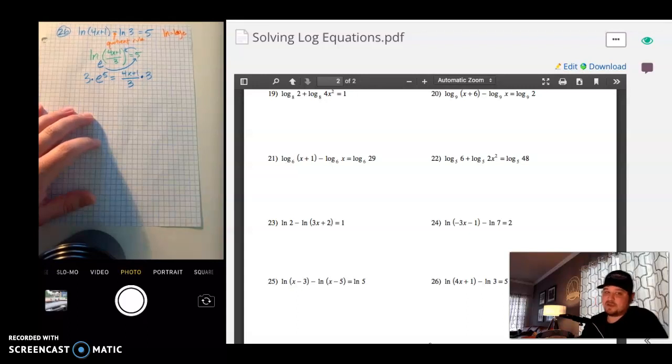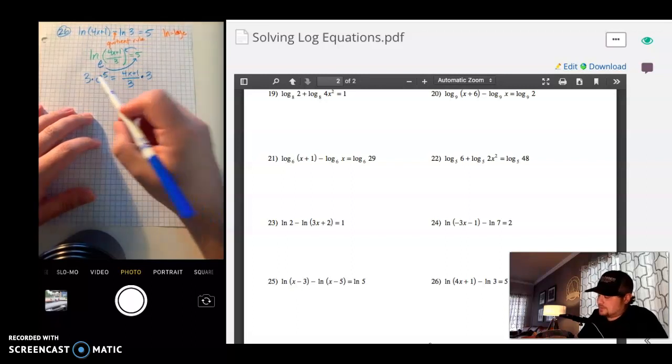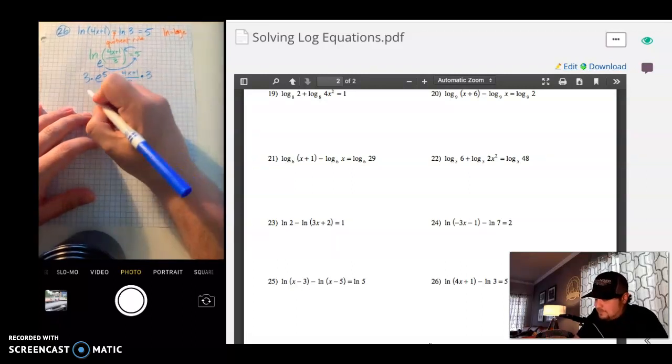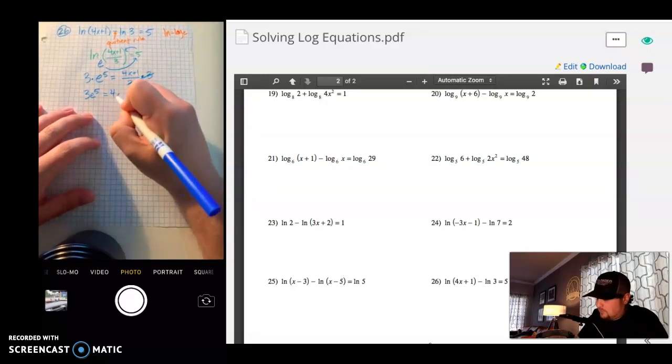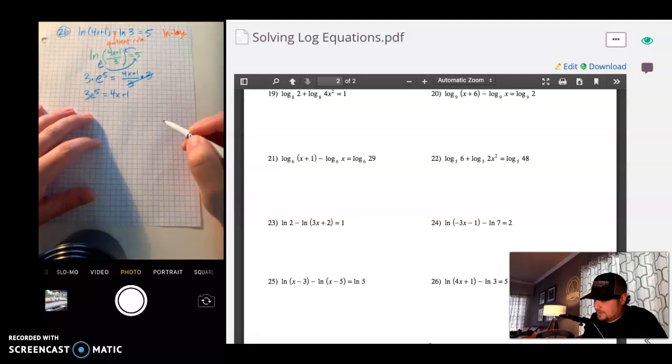Kind of like in geometry, how usually when you were multiplying by pi, you just left it as pi because it's more accurate, because we have that kind of irrational number happening, right? All right, so when I multiply by 3, on this side I'm just going to have 3e to the fifth, and on this side the 3's cancel, and I'm left with 4x plus 1.